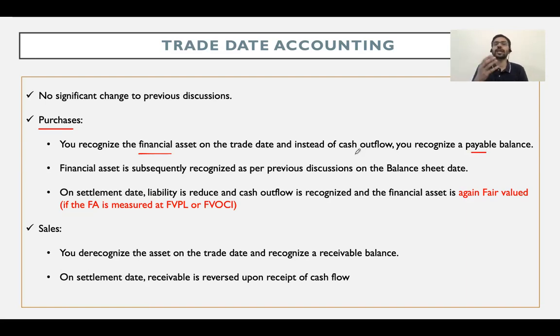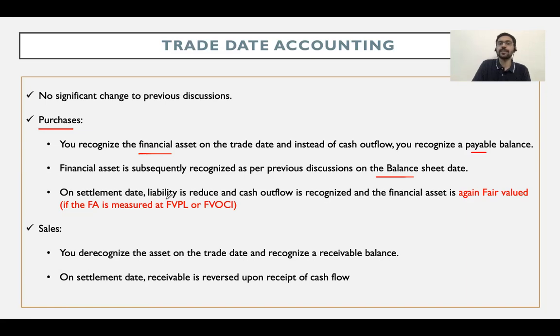After that, we are going to classify the asset either under the amortized cost category, the FVOCI category, or the FVPL category. We are going to classify this financial asset into one of these three categories. If it is the FVOCI or the FVPL category, we are actually going to fair value it on the balance sheet date, where the mark-to-market gains or losses could be recognized in other comprehensive income or in the P&L account as the case may be. If it's FVOCI, it will be recognized in other comprehensive income. If it is FVPL, it will be recognized in the P&L account.